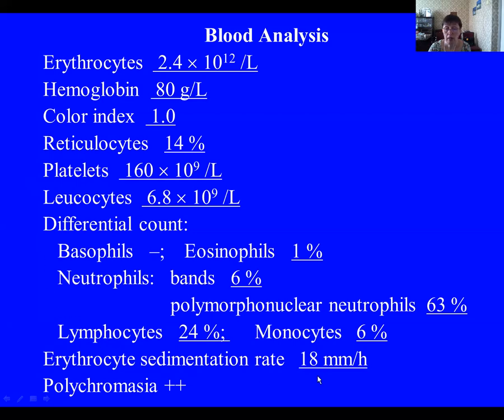And for all kinds of anemia there will be a specific increase in erythrocyte sedimentation rate. We also can see polychromasia. It depends on erythrocytes. We have a lot of young forms, and that's why the color may be different, from pale to very bright.